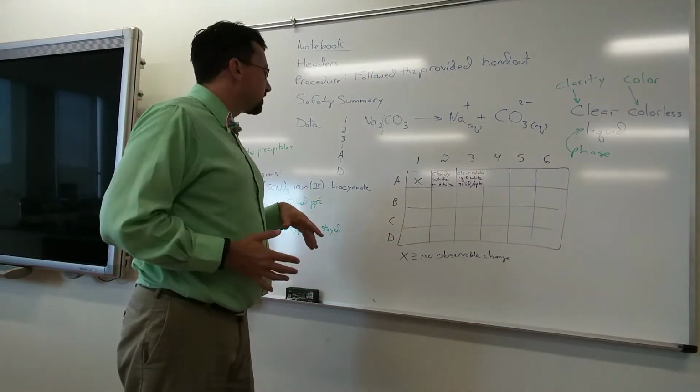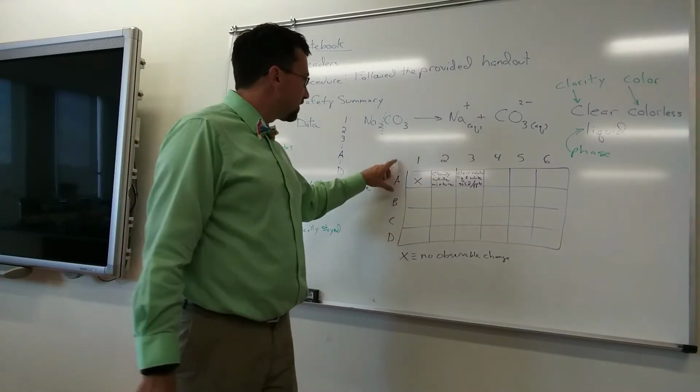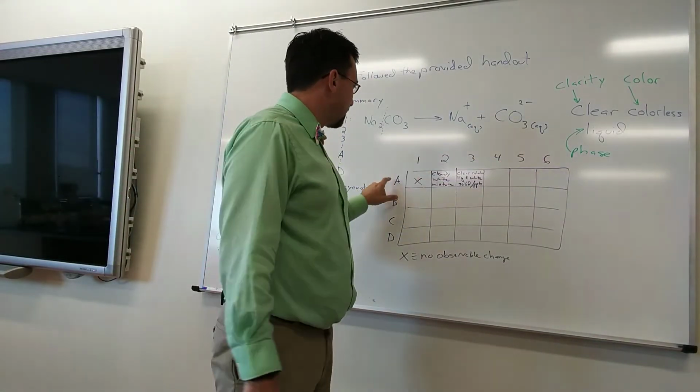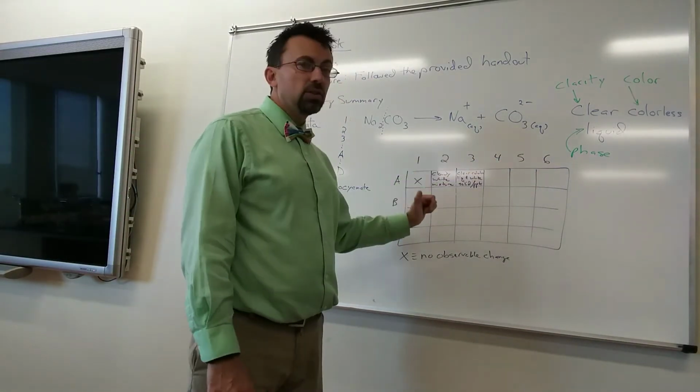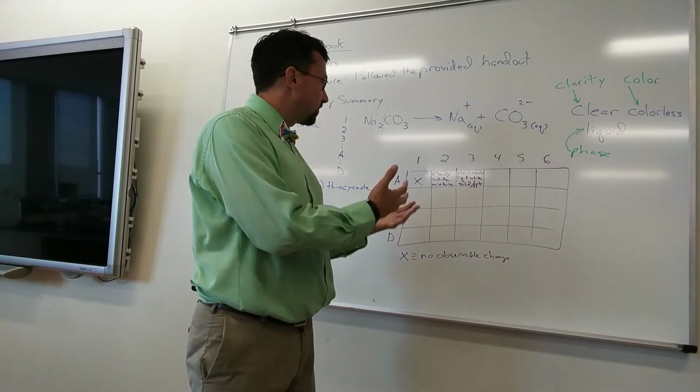And the second part of data, basically, I want you to do exactly what the book says. Build this grid: 1, 2, 3, 4, 5, 6, A, B, C, D. That's where you put all your drops in. Come back to your plate, and let's put in your observations.